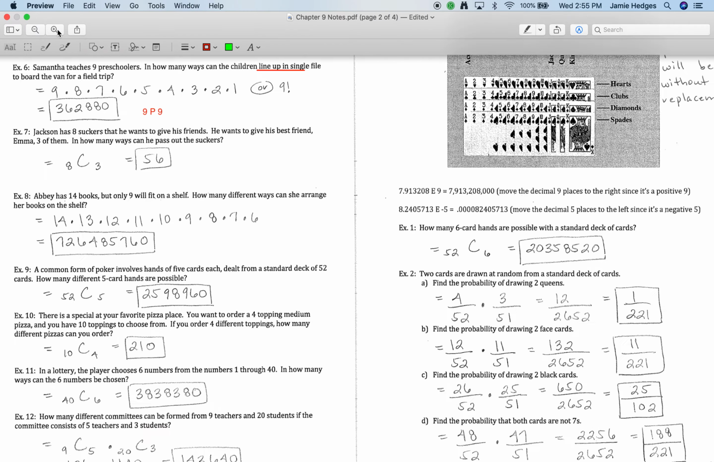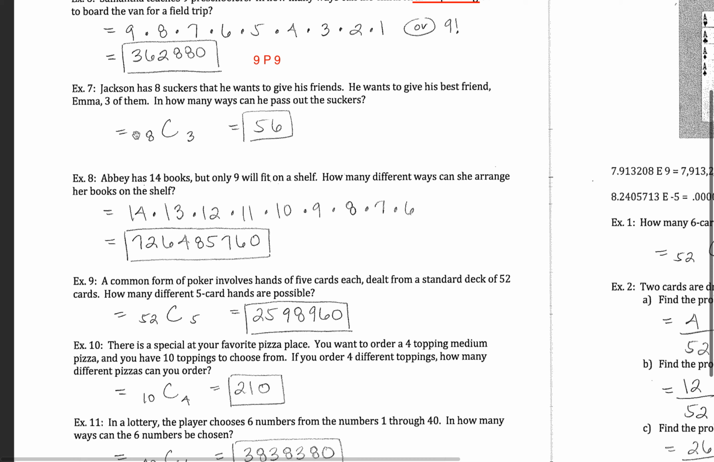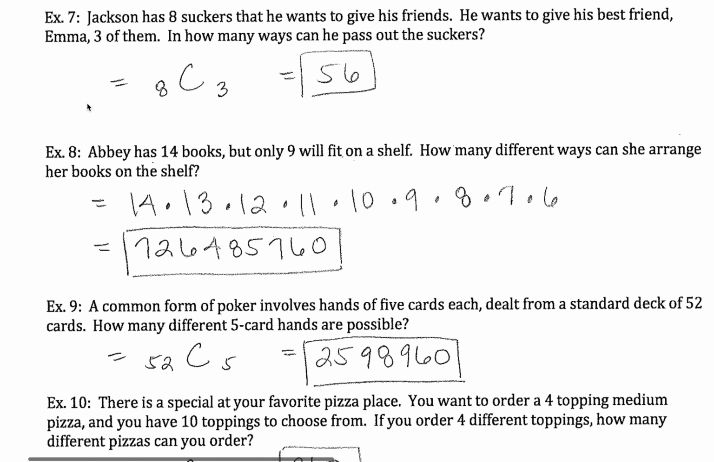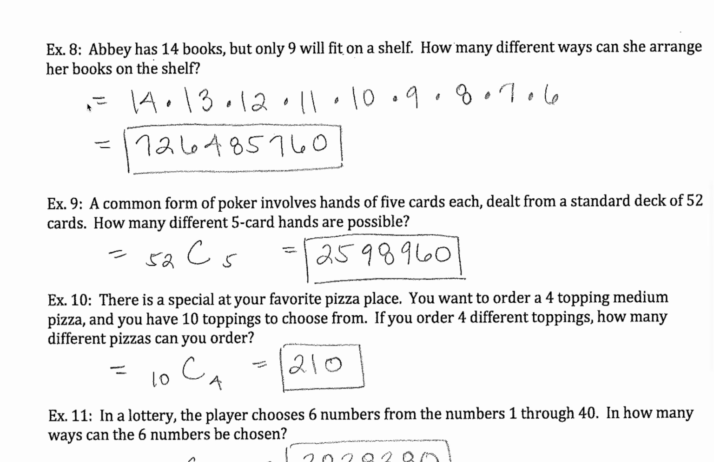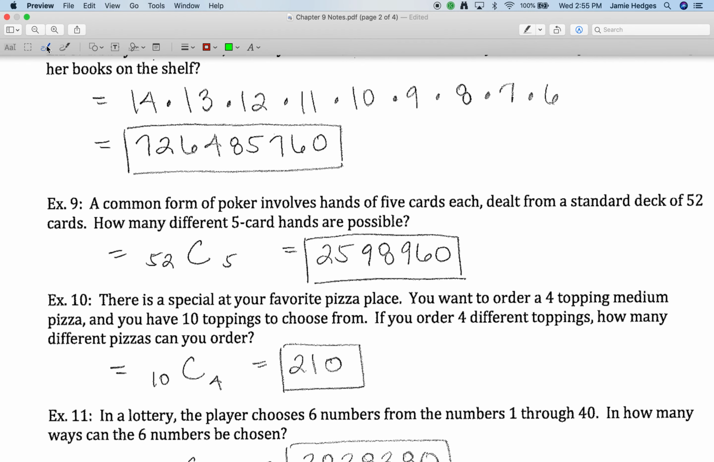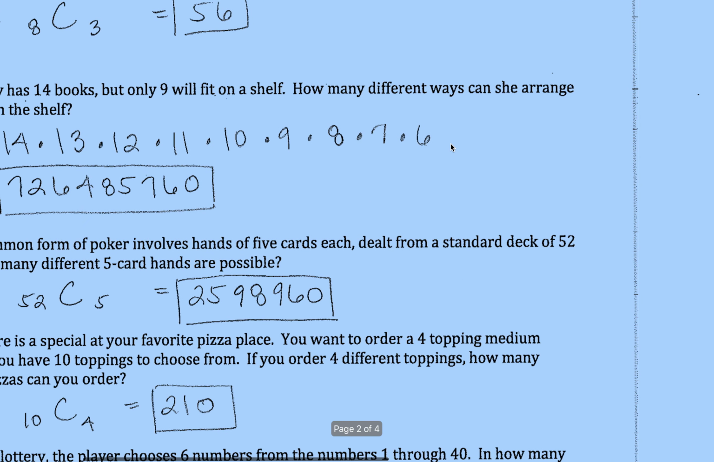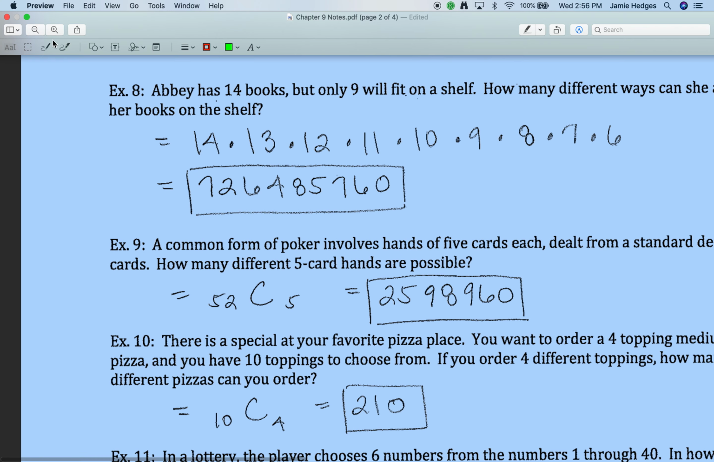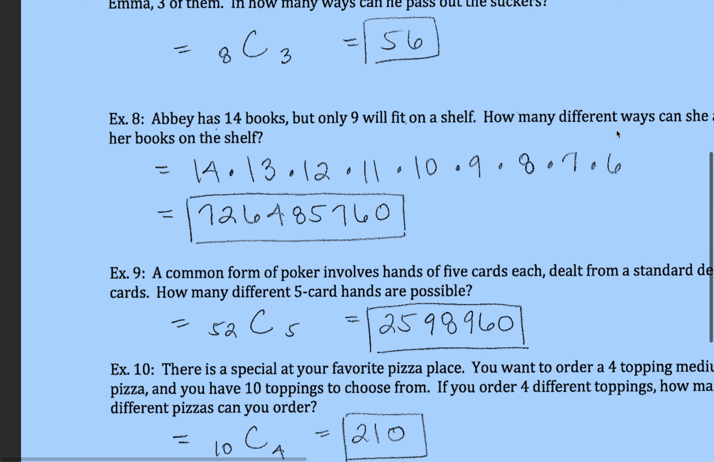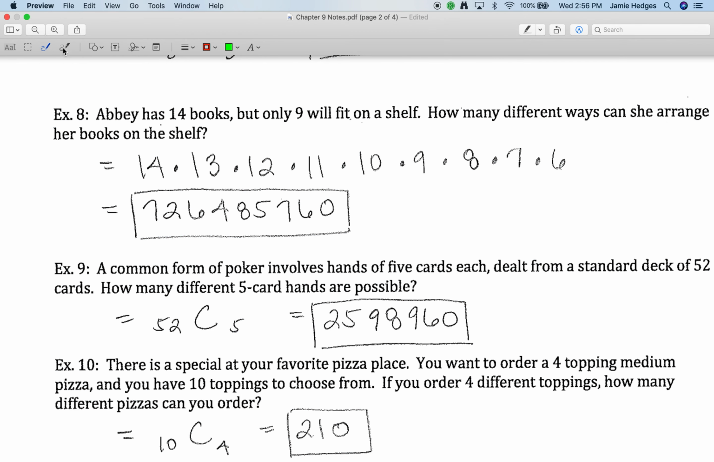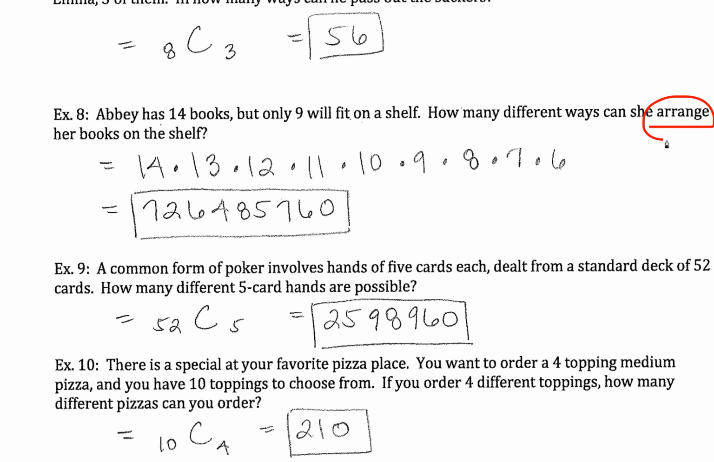All right, let's just continue on with some of our other examples here. Now Abby has 14 books, but only 9 will fit on her shelf. How many different ways can she, here's a key word, arrange? That keyword, arrange, right here.